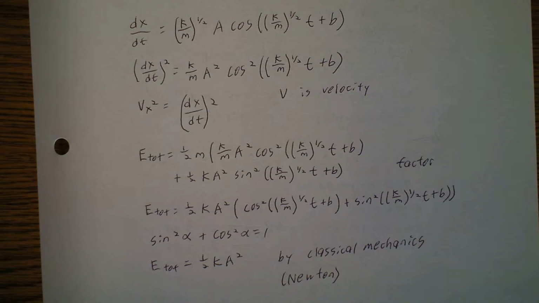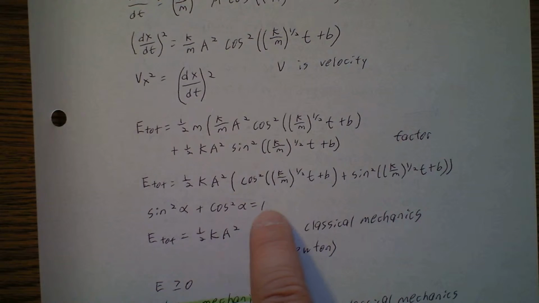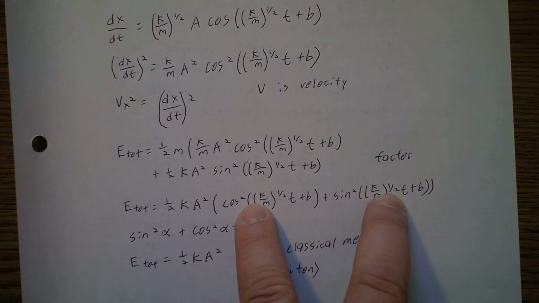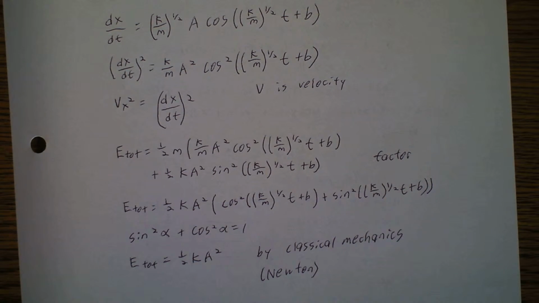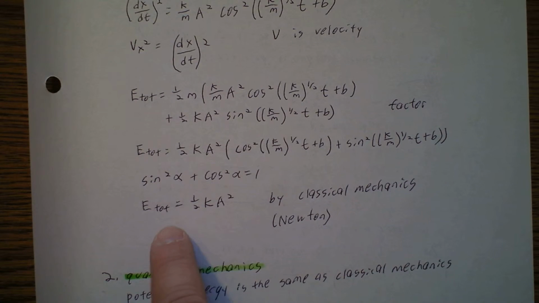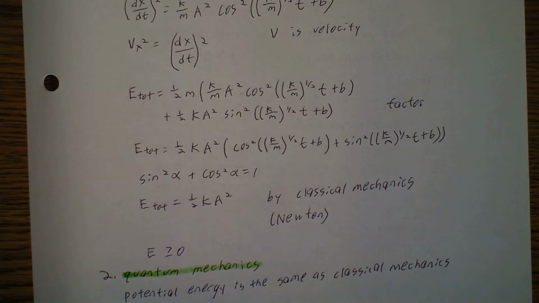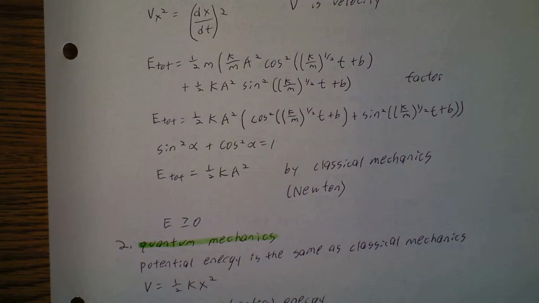Now remember, from trigonometry, sine squared of alpha plus cosine squared of alpha is equal to 1. So these whole terms here, the reason we factored it out is you can see cosine squared plus sine squared is equal to 1. So we ended up with just the energy total is 1/2 ka squared by classical mechanics, Newton mechanics. And the energy, of course, of the system can be greater than or equal to 0.